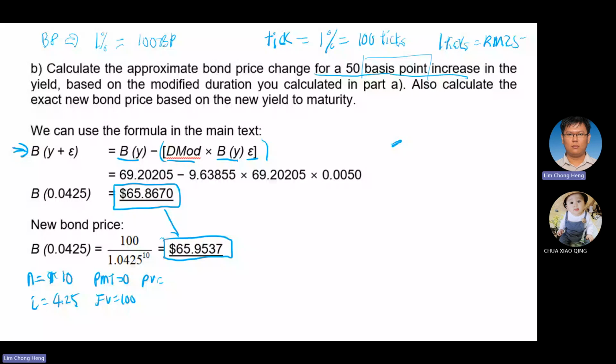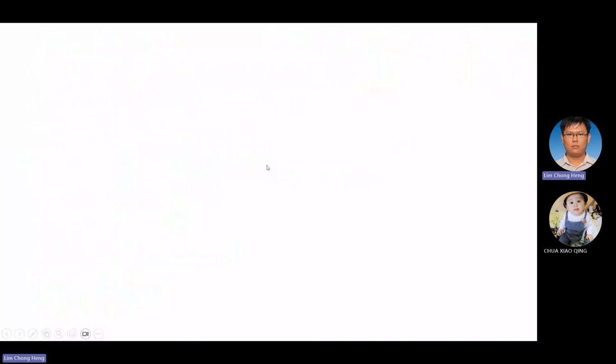Okay, my statement cannot apply here. This is because of modified duration. The assumption under modified duration makes the difference here. So I will draw the graph for you and let you see why we have this difference.